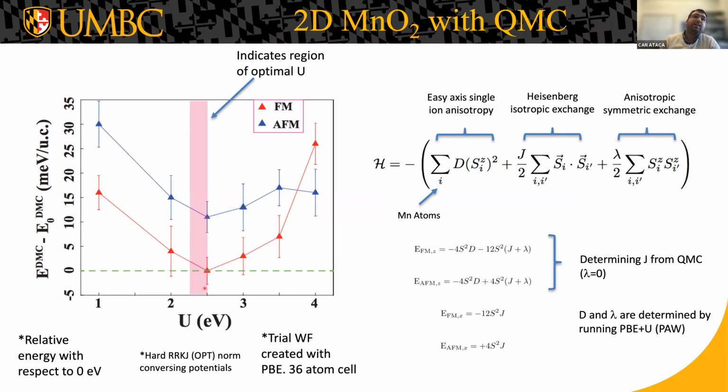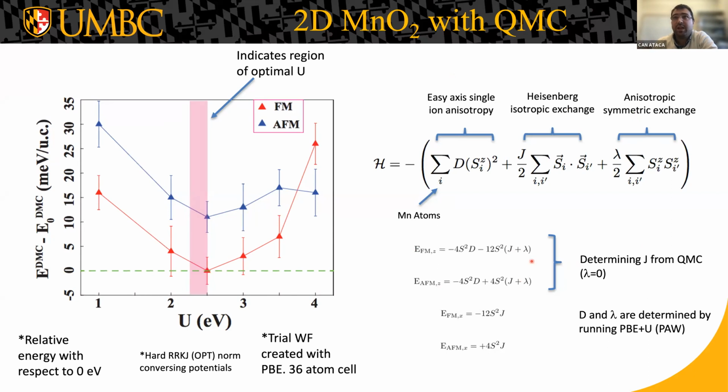of this one, and tried to predict the lowest energy case, and we found that the U parameter is somewhere between 2.4 and 2.5 eV. So we have a rough estimate of this U value that we can use in the DFT calculations, and then we put this in our magnetic Hamiltonian. We have the easy axis single-ion anisotropy, the Heisenberg exchange, and the anisotropic symmetric exchange parameters here. But the QMC calculations that we are doing do not include the spin-orbit coupling interactions. So right now we determined the J parameter just by using these two.